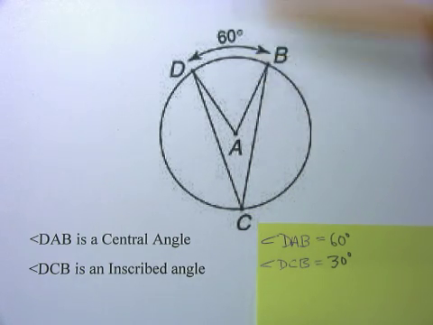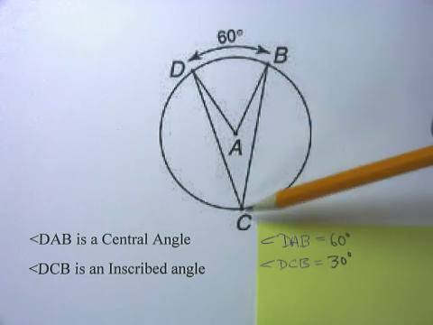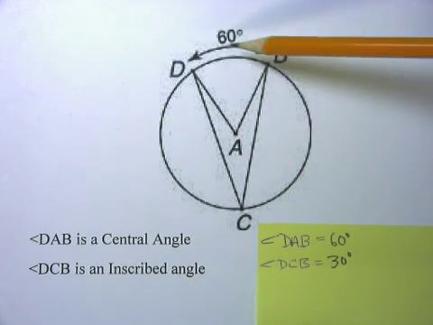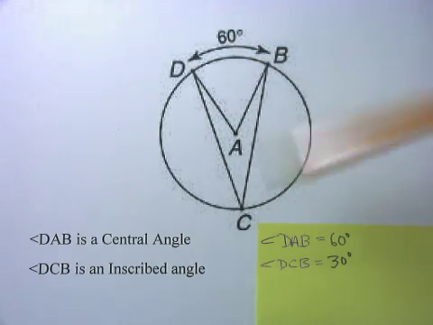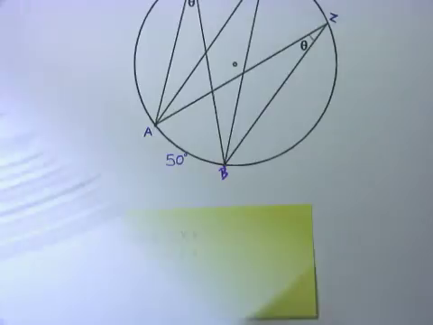And that's our introduction for inscribed angles. We know that central angles are equal to the arc that they create, but inscribed angles are equal to half the arc that they create. Or the arc is always going to be twice the amount of the inscribed angle.